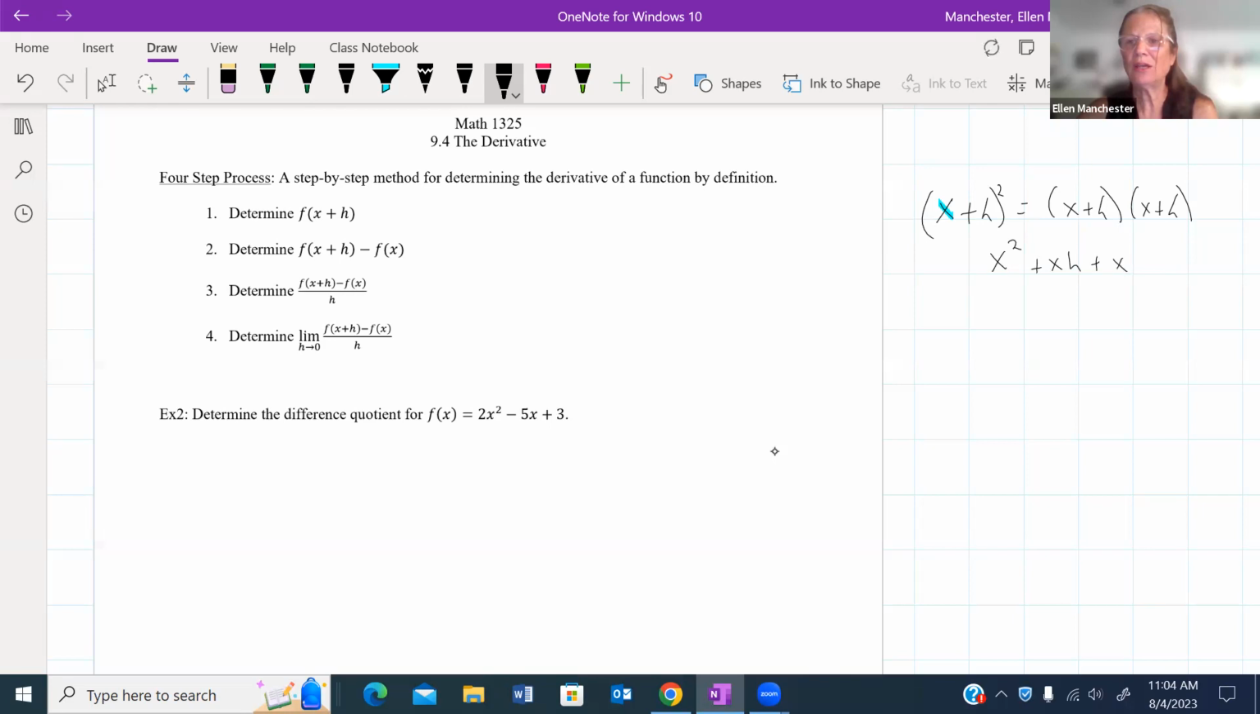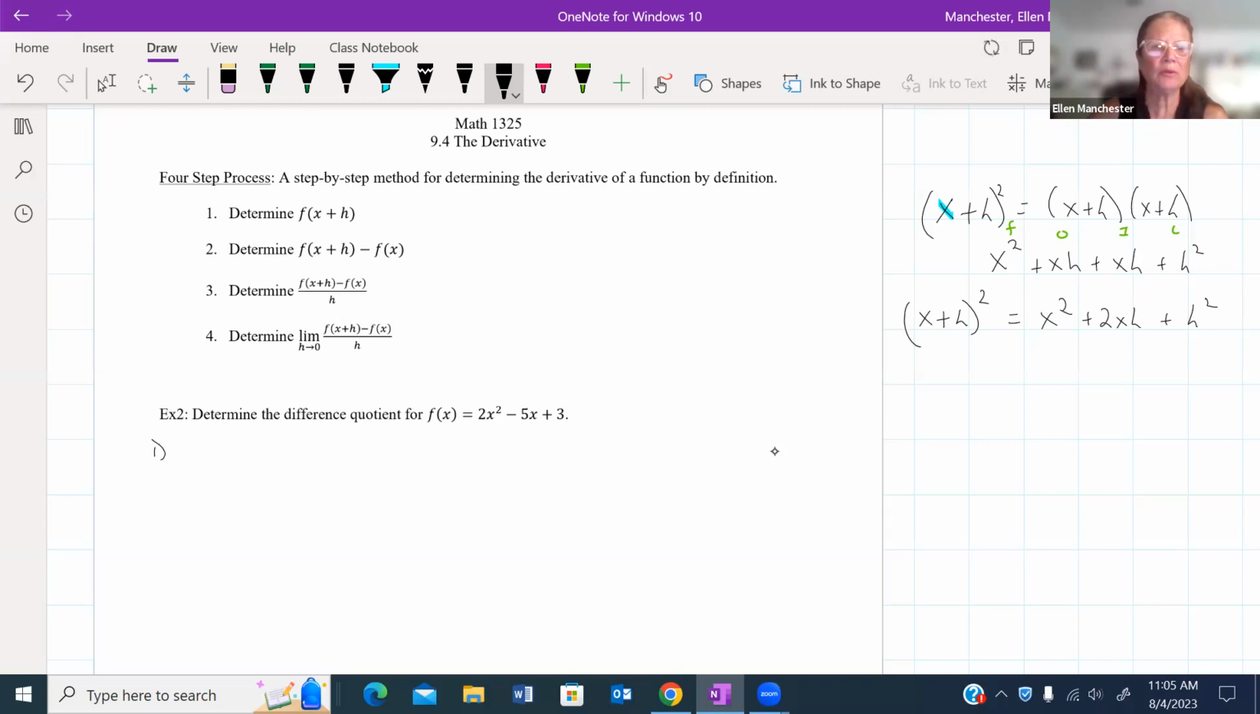H times x is your inside. And h times h is your last. So we have first, outer, inner, last. So remember FOIL. Okay, so when I put this all together, x plus h squared will always be x squared plus 2xh plus h squared every time. So if you have that memorized, you don't have to take that step. You can just automatically start by plugging that in.